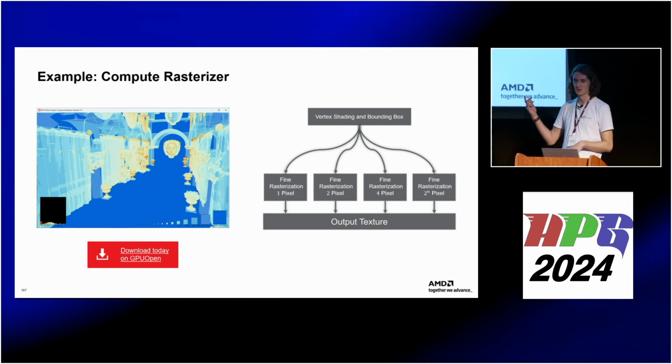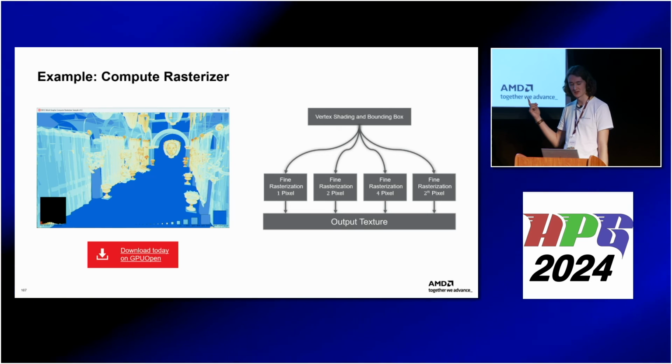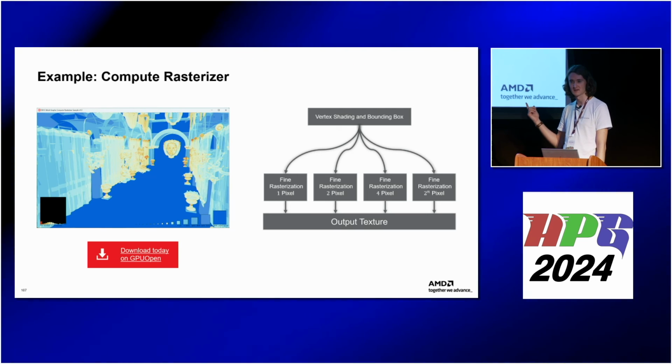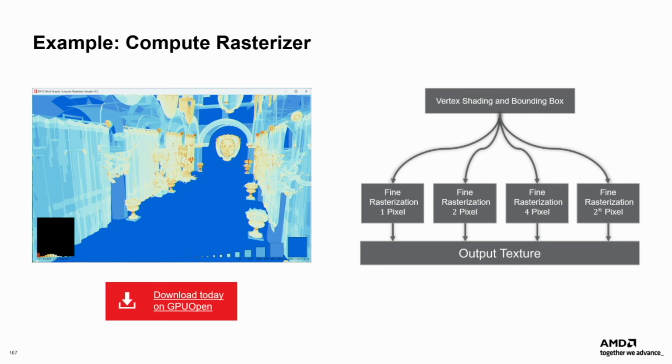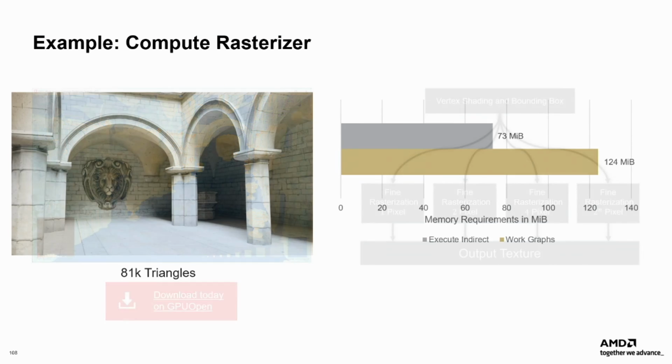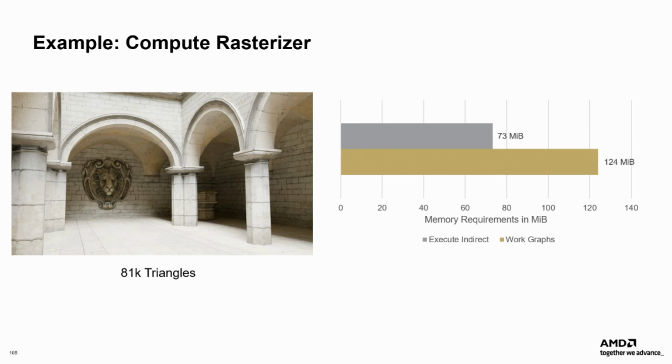Similar problem, you're not classifying by material, you're classifying by triangle size, so however many pixels those take up. And for example, if you only want to rasterize a small number of triangles, in this case, I think the original Sponza scene is at 81,000 triangles, you can see that the backing memory requirement for work graphs exceeds the one you would need for execute indirect.